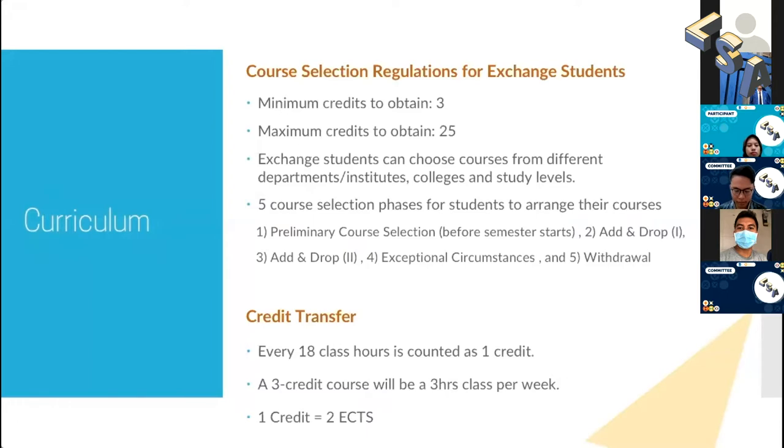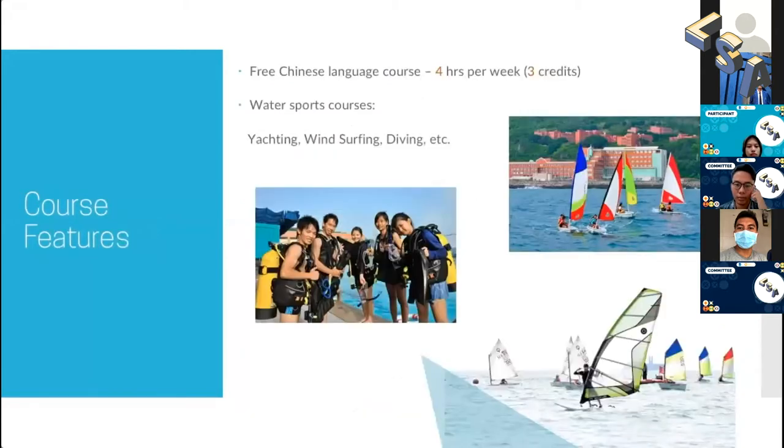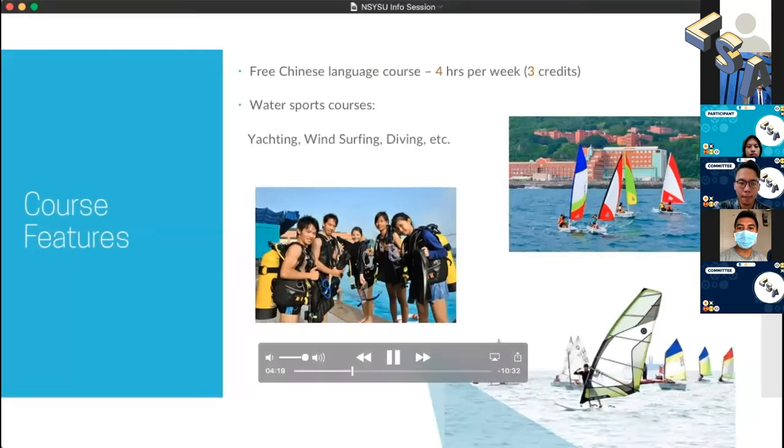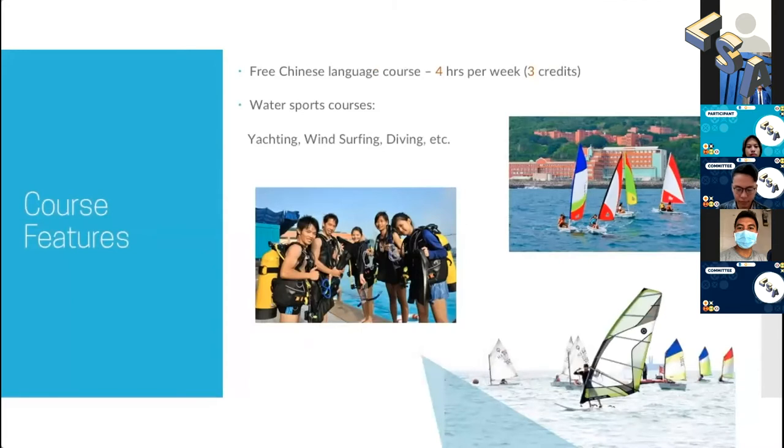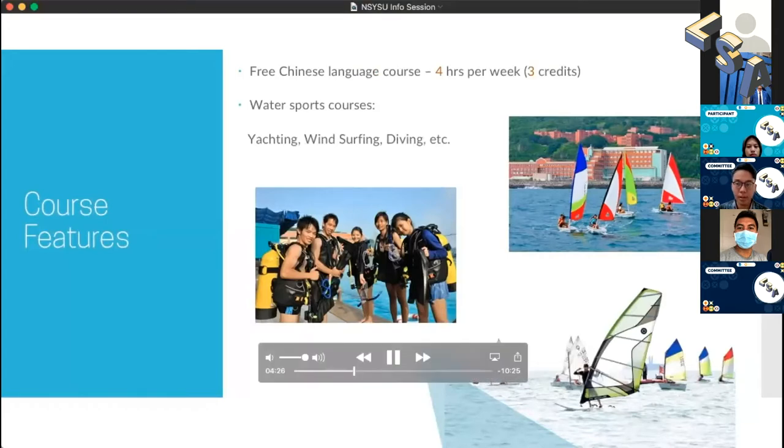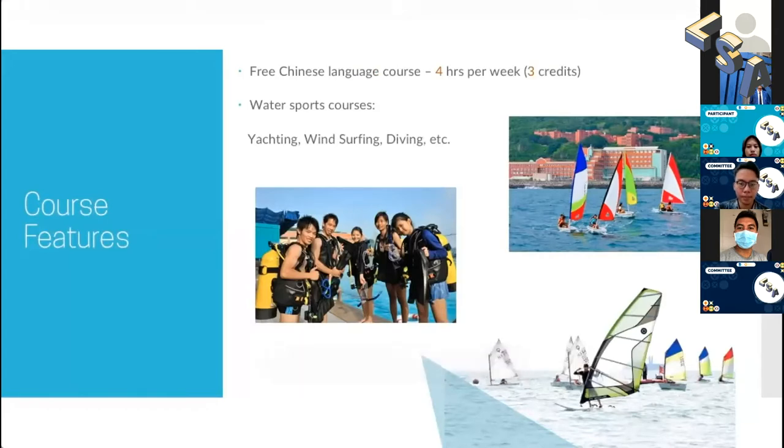At NSYSU, every 18 course hours is counted as 1 credit. A 3-credit course will have 3 hours of class per week and a total of 54 class hours per semester. We offer free Chinese language courses for international students, which are 4 hours per week with 3 credits. Besides regular courses, we also offer a diversity of physical education courses. As the university has a beach on campus, we are able to offer water sports courses to students.